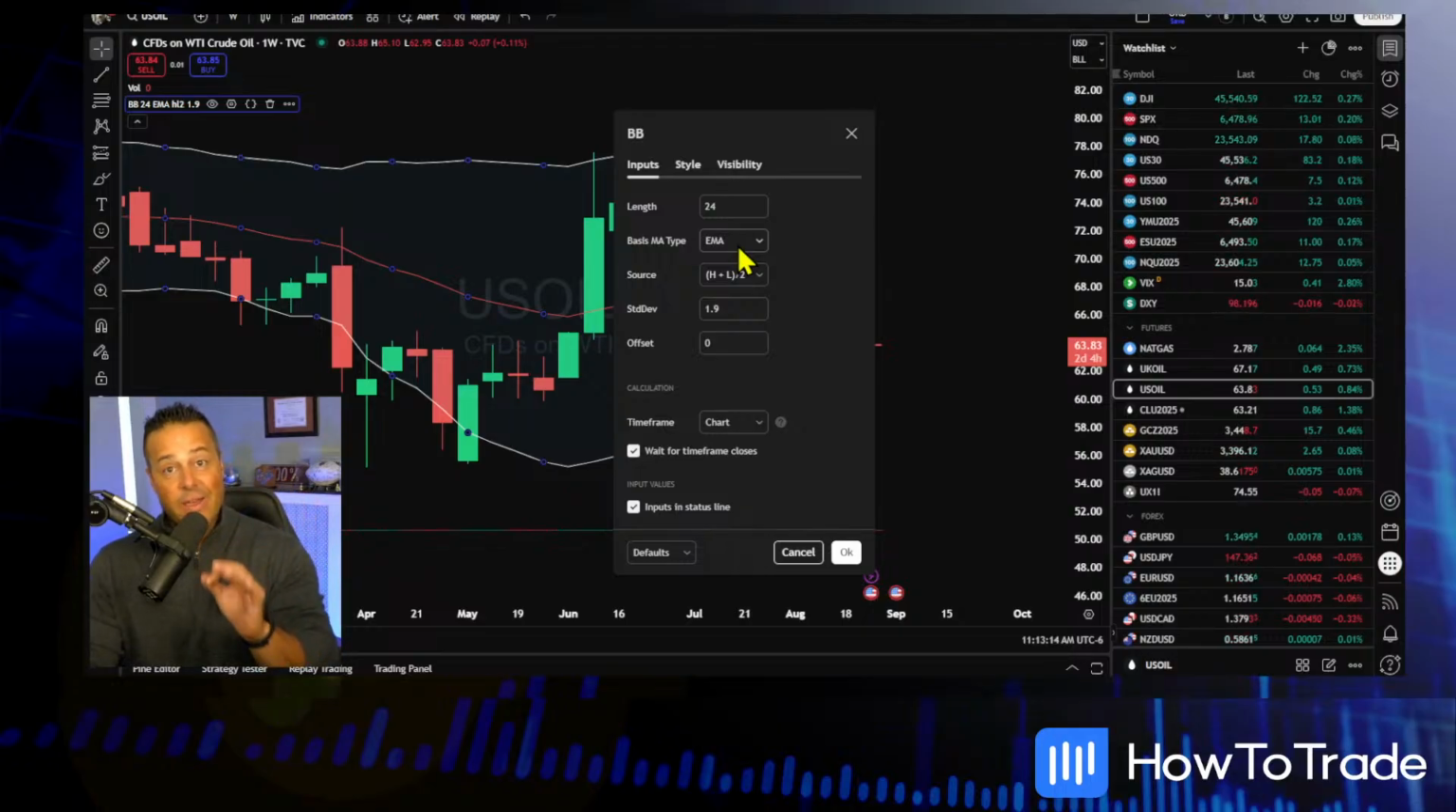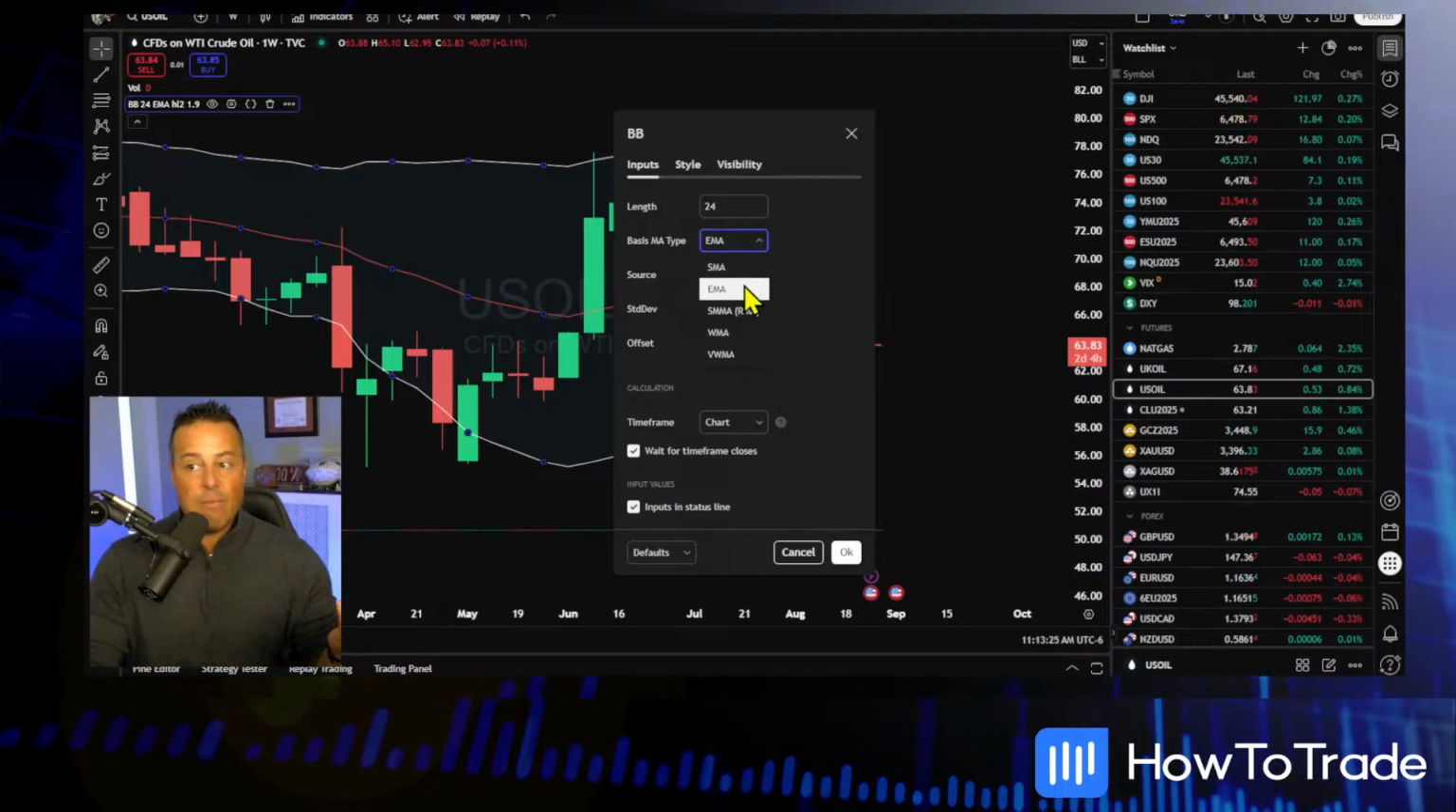Your basis moving average type. Now, this is key. When you use Bollinger Bands, they're a collection of moving averages. The bands themselves are a pricing envelope based on a moving average. Now, you can choose whatever kind of moving average you want. If you want an SMA, an EMA, a smoothed moving average, a VWMA, a weighted moving average, you can use any of those you want. I go with EMAs.